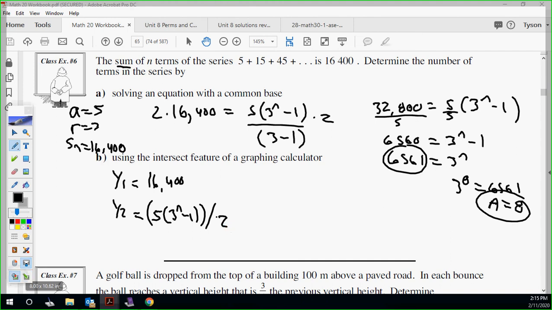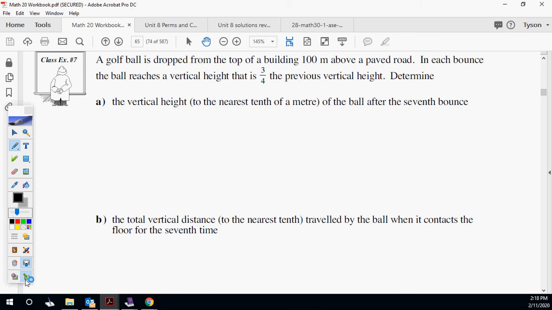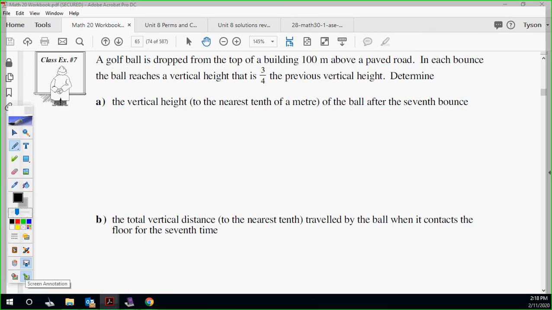Okay, so golf balls dropped. Again, this is a problem I told you is going to be a common occurrence. It's good because it has a sequence and a series component. A golf ball is dropped from the top of a building 100 meters above the paved road. Each bounce, the ball reaches a vertical height of 3/4 the previous vertical height. Determine the vertical height of the ball after the 7th bounce. Okay, so after the 7th bounce.